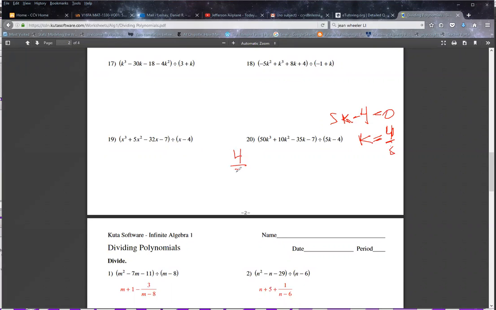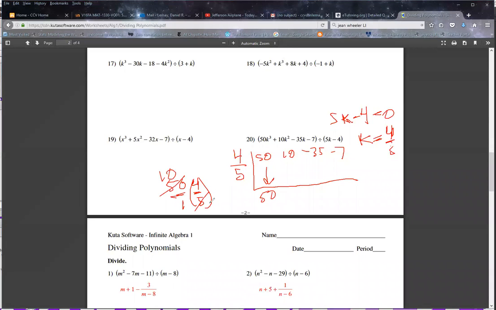So 4 over 5 goes outside. Then I do my upside down division bar. And then, let's see, I'm not missing any powers of k here. But if I were, I would just stick a 0 in. Bring down the 50. Then 50 times 4/5. So now you got to pull out your fraction thinking hat and think about cross canceling as the best way to think about that. 5 goes into 50 10 times, and that's 1 there, right? 10 times 4 is 40.